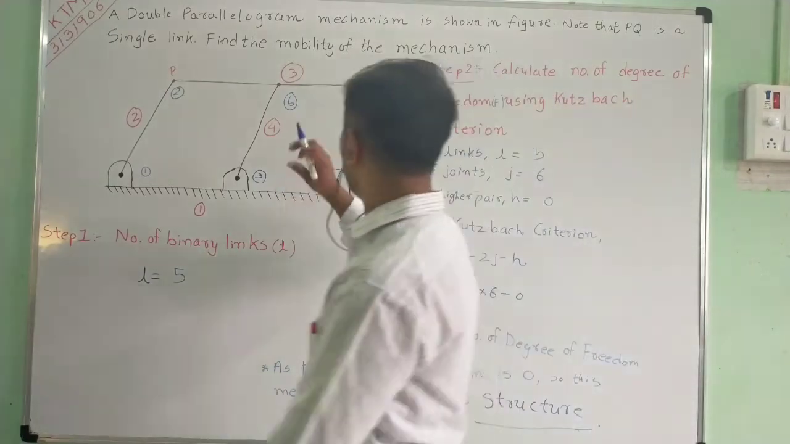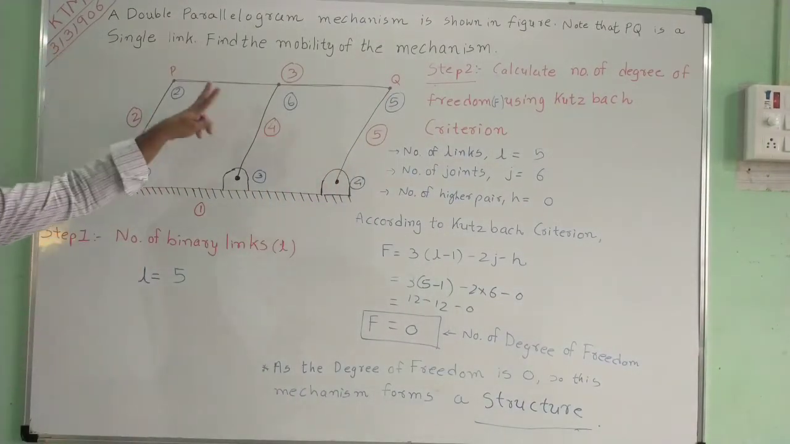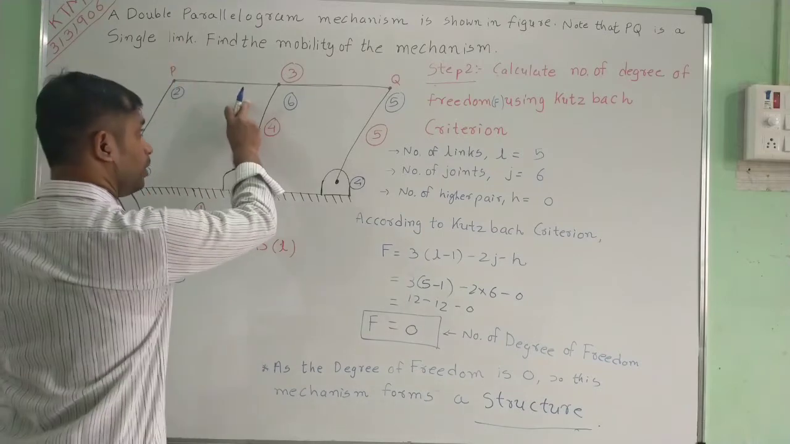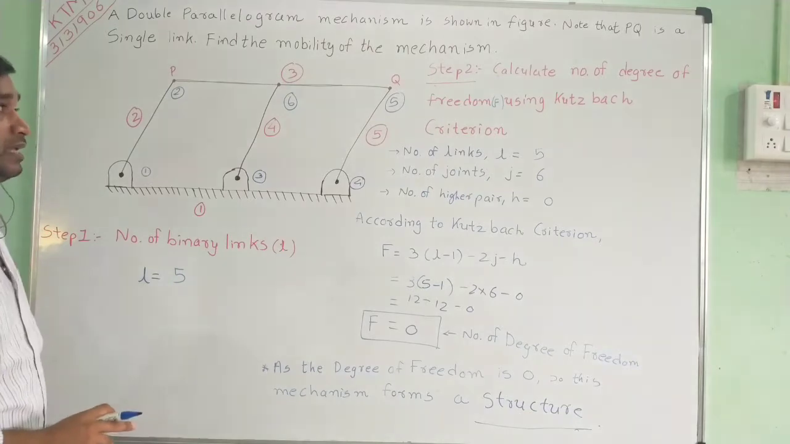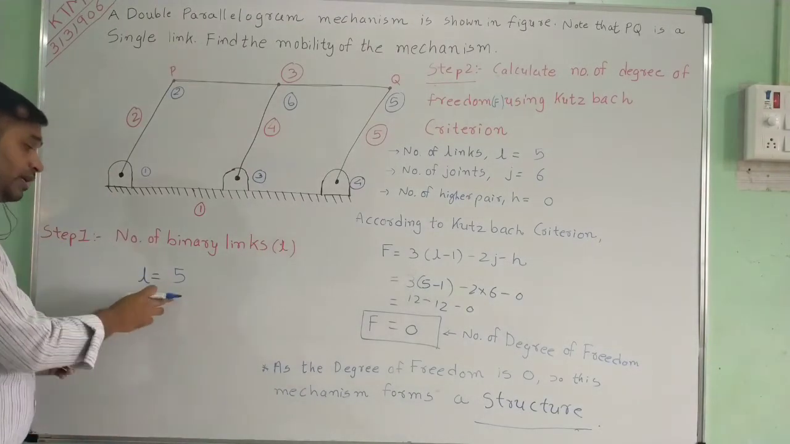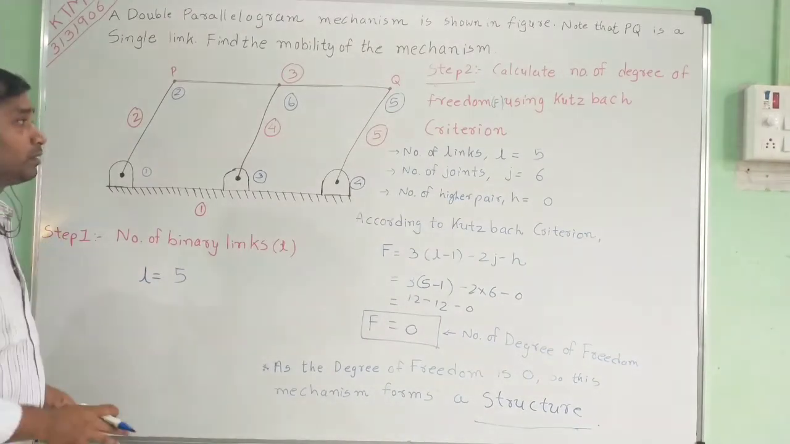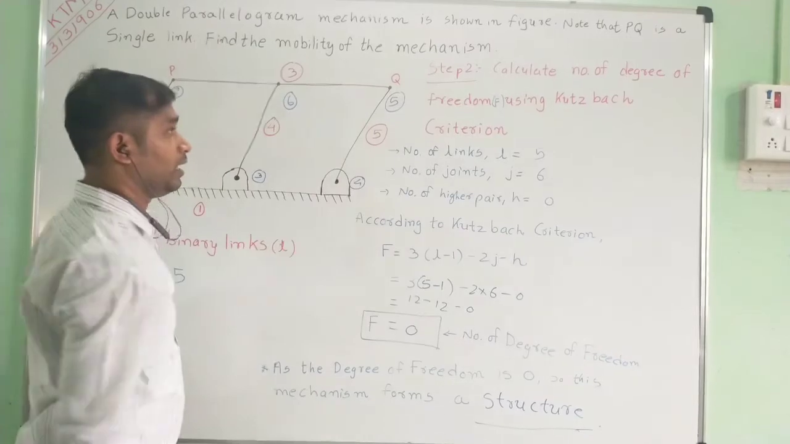So again, double parallelogram mechanism, PQ is the single link. The most confusing part of this problem is that PQ is a single link, so the number of links is 5. Many students consider the number of links as 6. That is wrong. The number of links is 5 because we have already seen that PQ is a single link.